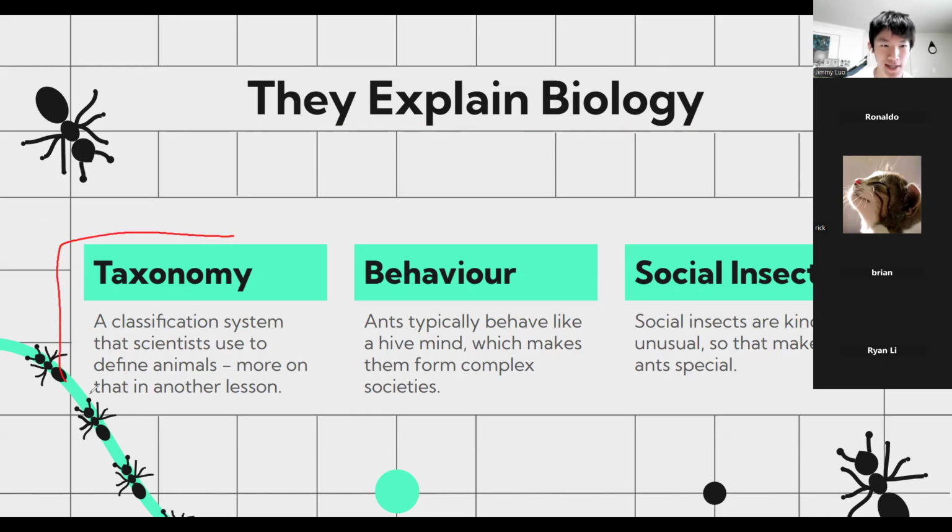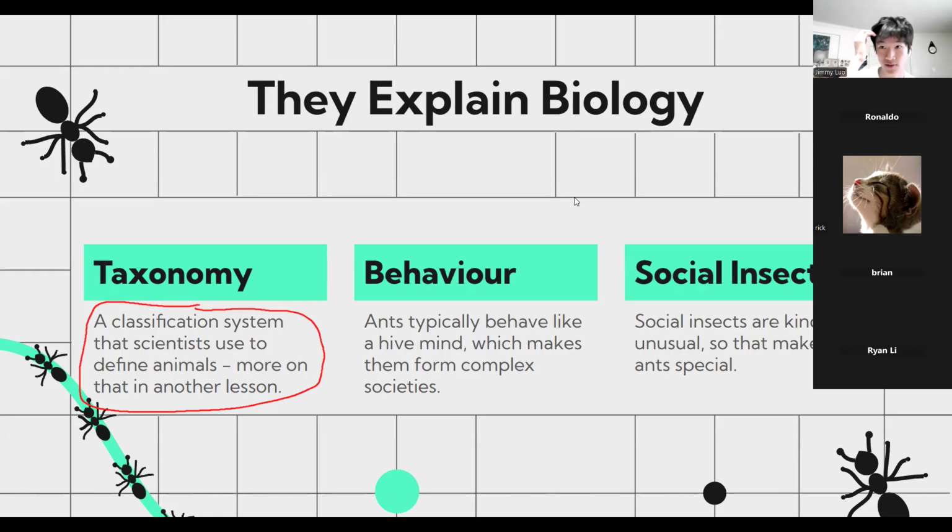So ants explain biology because they explain the taxonomy system. If you don't know what taxonomy is, that's all right, because we will talk about this in another lesson. But basically, in simple terms, taxonomy is a system that scientists use to define animals. Scientists give animals names and put them into groups of animals, right?